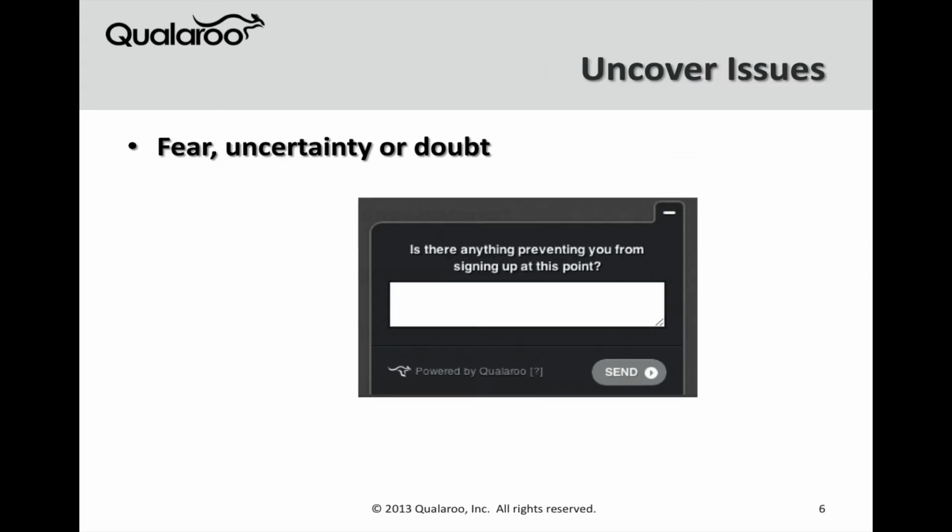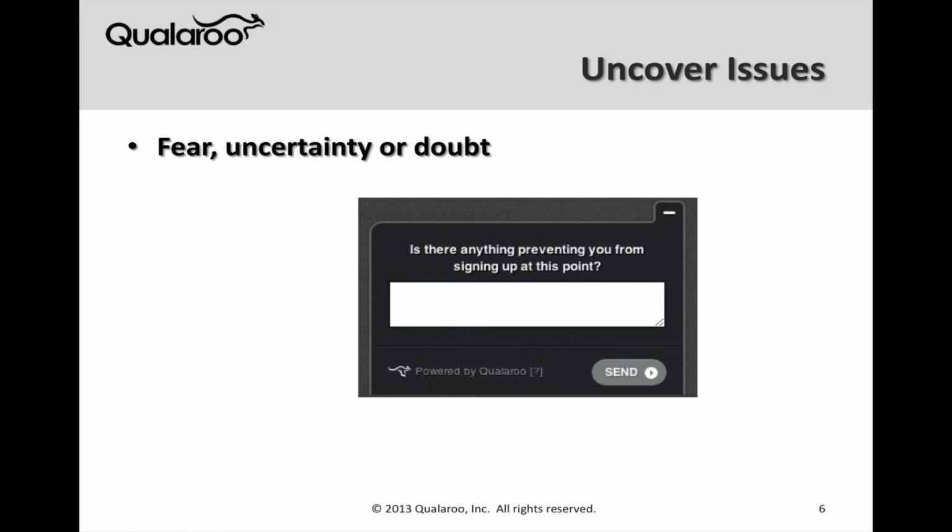So in addition to intent questions, we also talked about issues and the types of questions that are going to help you uncover issues that someone might have on a visit. And those issues may range from fear, the FUD factor issues. So fear, uncertainty, or doubt are the ones that I typically see. So this is a very typical way of asking this question. Again, this is one of the templates in your account. Is there anything preventing you from signing up at this point?